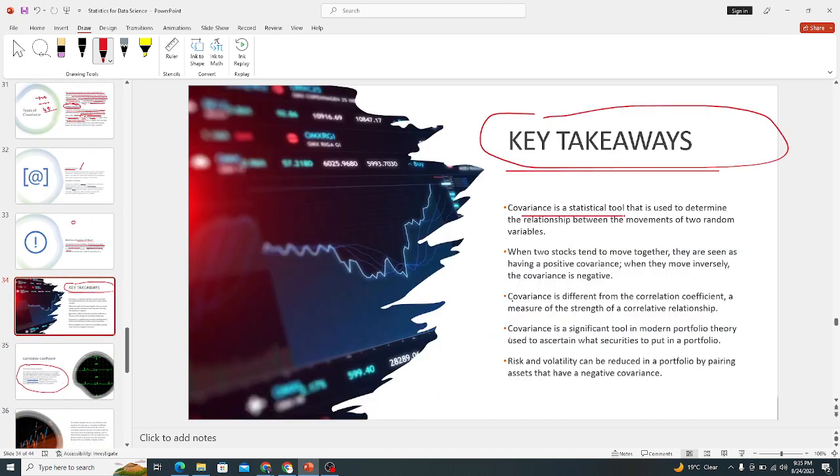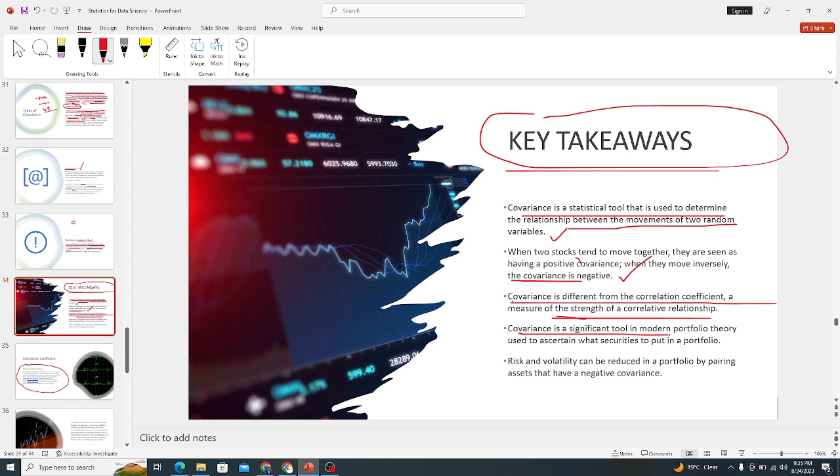So covariance is a statistical tool used to determine the relationship between movements of two variables, which is true. When two stocks tend to move together, they are seen as positive covariance. When they move inversely, the covariance is said to be negative. Very correct. Covariance is different from the correlation coefficient, as correlation tries to measure the strength of the relationship.